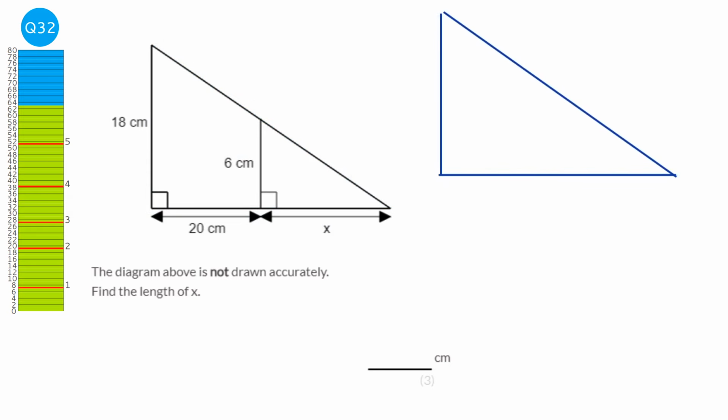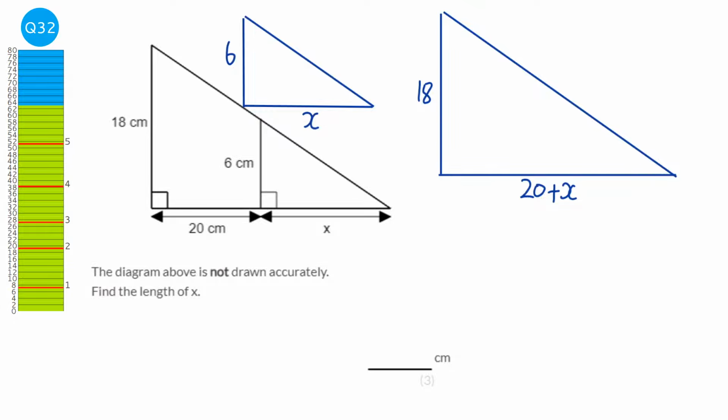I'm going to do the same with the smaller triangle and move that to the side. So we can see we've got two triangles here, a big triangle and a small triangle. We can label the sides of them as 18. Now this long length would be 20 plus x, 20 centimeters plus x. Then we've got 6 here and we've got x here.